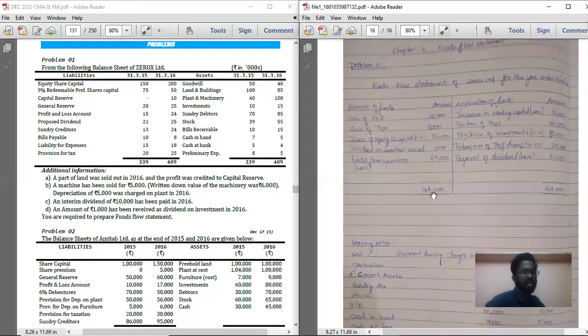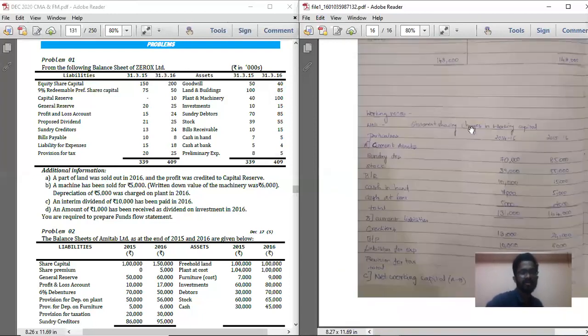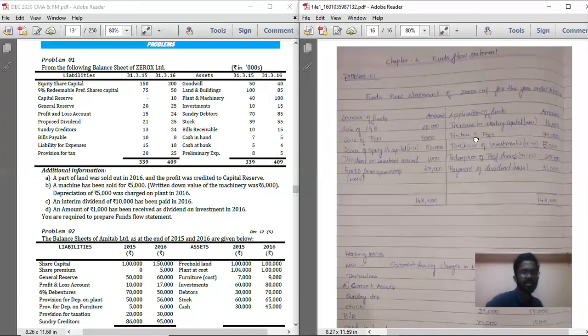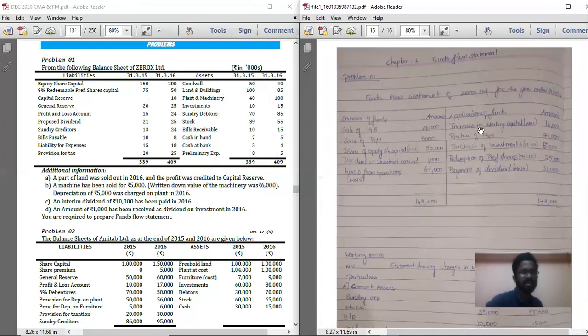Simple, you should continue the same logic for all the problems. First we should calculate the statement of changes in working capital, then find the increase or decrease in working capital, then bring that to the fund flow statement. If there is an increase, it is application of funds. If there is a decrease, it is source of funds.